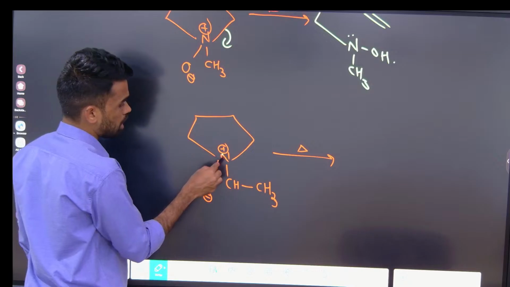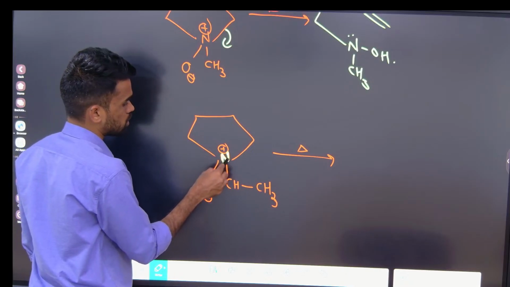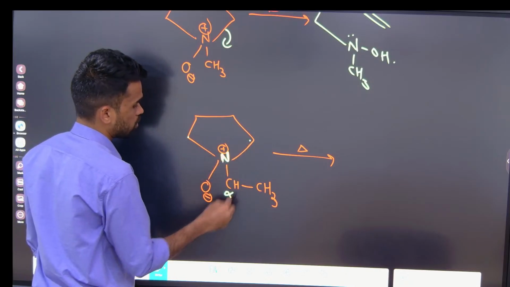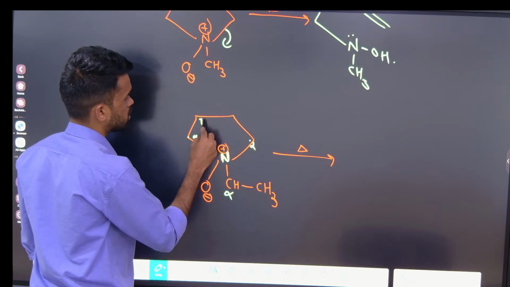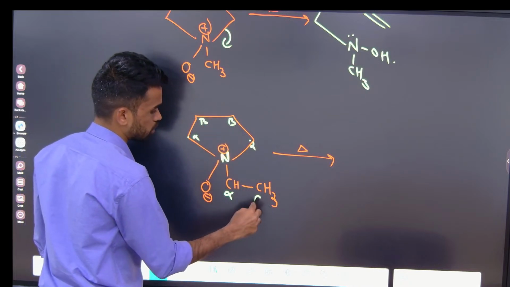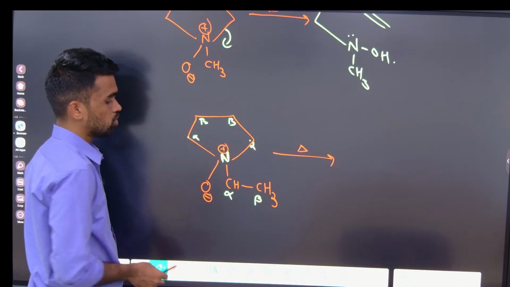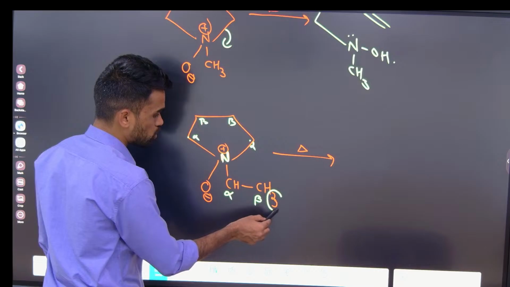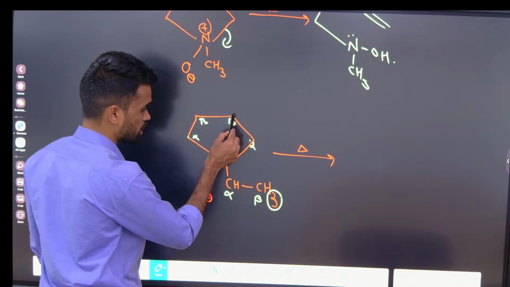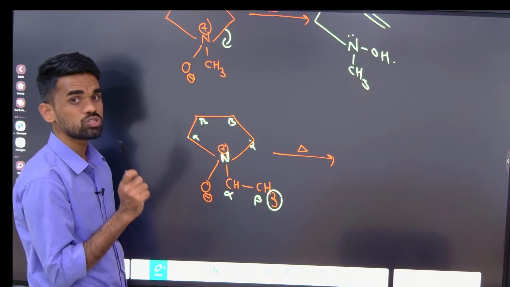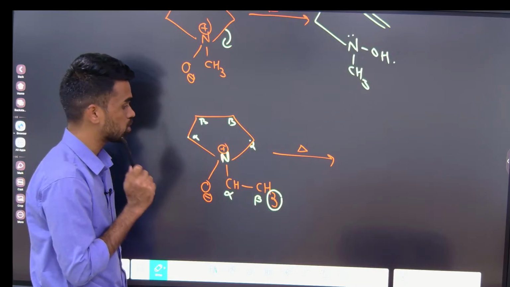what are the beta carbons we have with respect to this nitrogen? This is alpha, alpha, alpha. This is beta, this is also beta, this is also beta. So now tell me which gives the least substituted alkene. So I can eliminate this beta proton easily instead of removing from here, because here less substituted alkenes, the Hofmann product, is formed in Cope elimination.